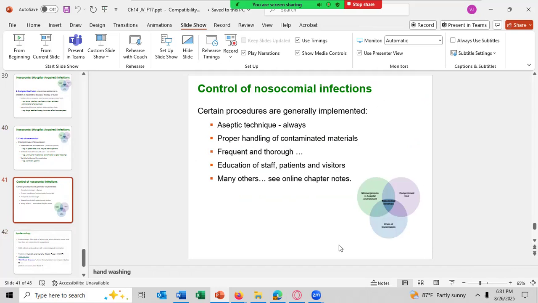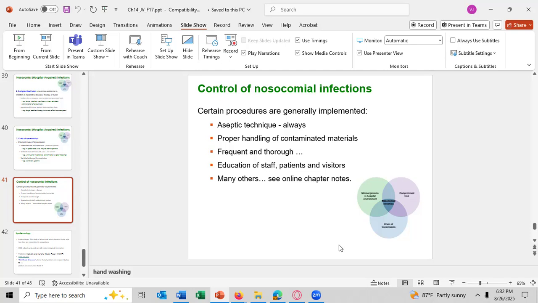All right, controlling nosocomial infection agents. There are certain procedures generally implemented to control a nosocomial infection. You've learned aseptic technique in microbiology. Now, when you go into the healthcare industry and do your work, always use aseptic technique. Properly handle contaminated materials. Have frequent and thorough hand washing. We need to continue educating the staff, the patients, and the visitors to prevent nosocomial infective agents from causing disease.